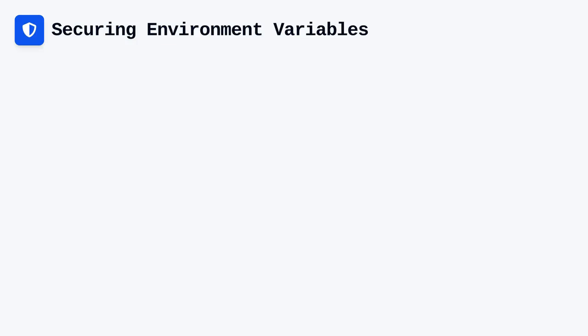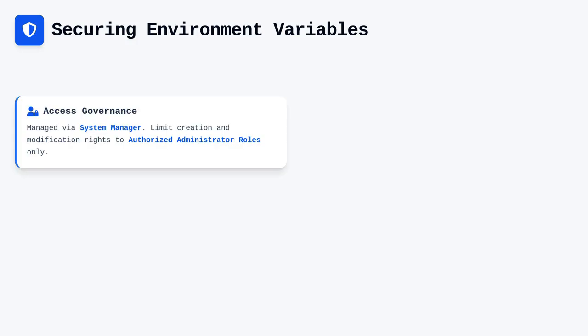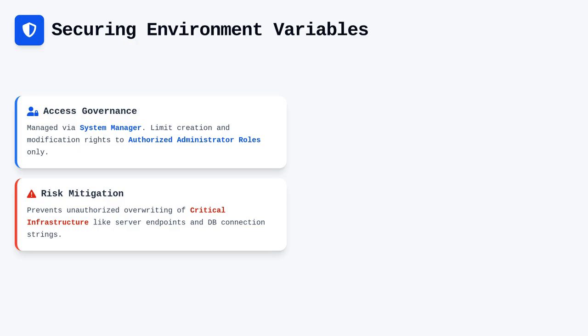The security of your environment variables is just as important as their accessibility within your workflows. Since these entities are managed within the system manager, they fall under the governance of the Blue Prism security model. You should intentionally limit the ability to create or modify these variables to authorized administrator roles only. By restricting access, you prevent junior developers or unintended processes from overriding critical infrastructure settings, such as database connection strings or server endpoints.